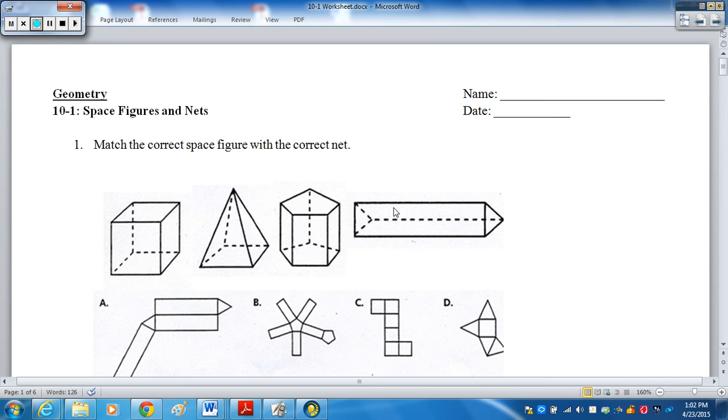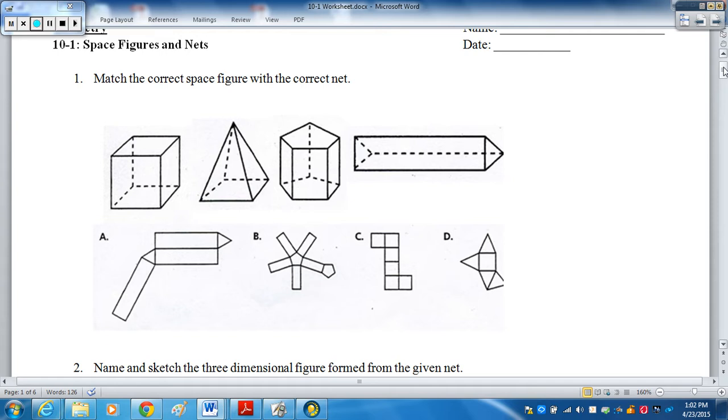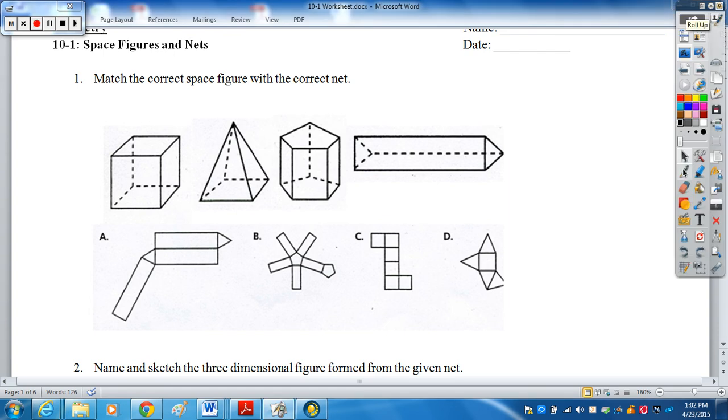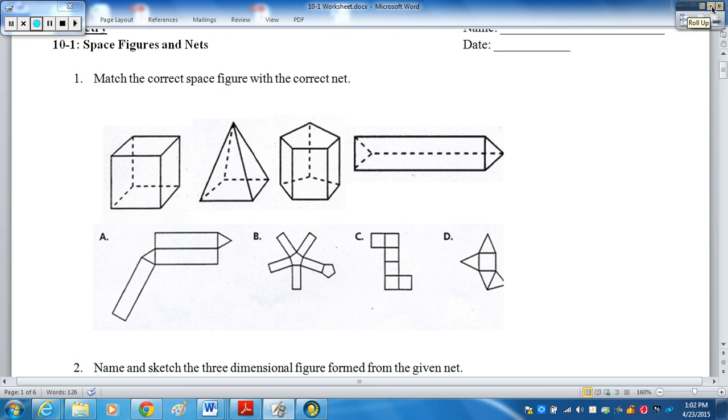So in looking at the first portion, number one, match the correct space figure with the correct net. I think all of you should be able to do that right off the bat. So take a couple seconds here, pause your computer, and go ahead and do that for me. When you're done, come back to me and we will talk about that.